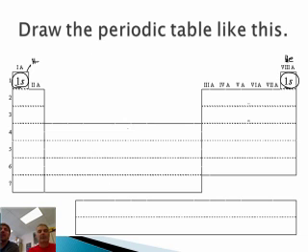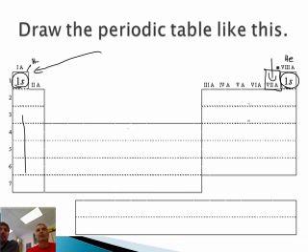Hydrogen and helium, hydrogen could live there, but it could also live over here. So, don't worry about hydrogen. I kind of think of him as the orphan child of the periodic table. He's not really an alkali metal, not at all, but he's not a halogen either. So he's kind of off by himself.